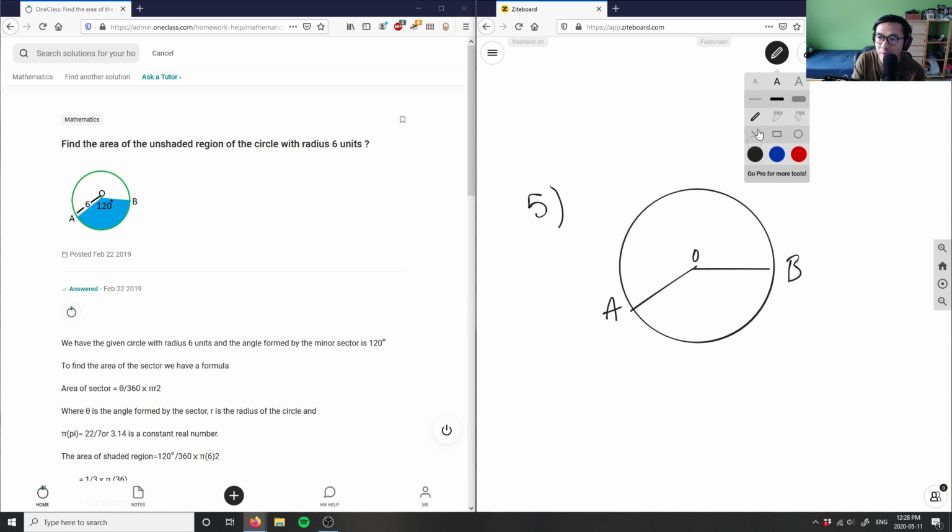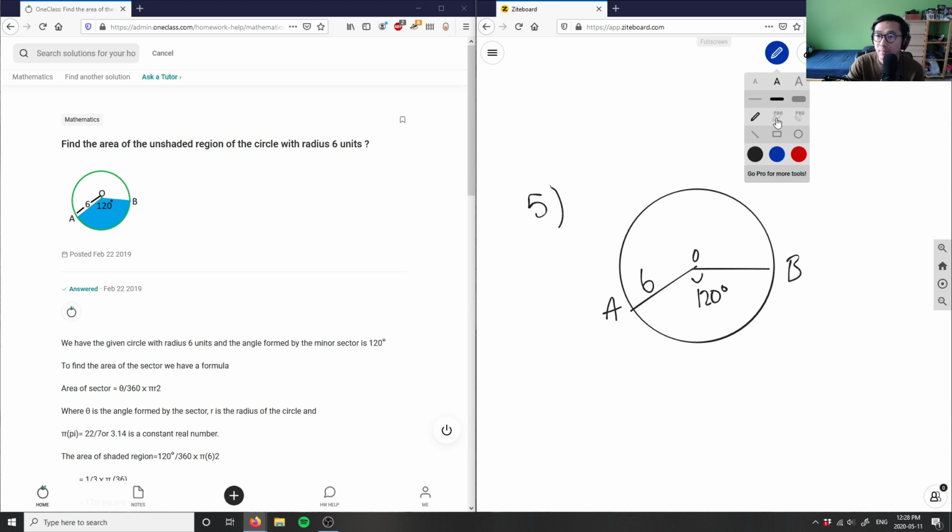So this angle theta is going to give me 120 degrees. And this radius here is 6, right? So between A and O, this here is 6. So here's 6 meters, and this is 120 degrees. And I want to find the area of the shaded area.